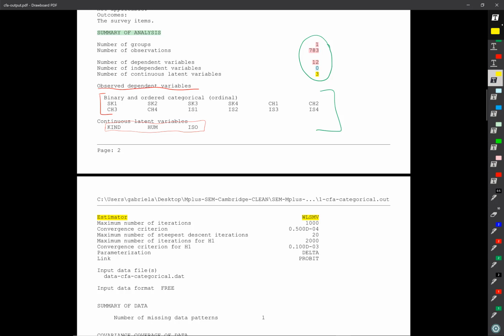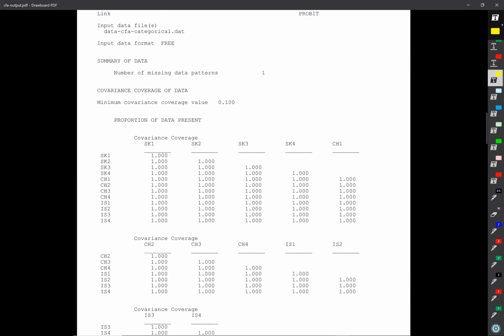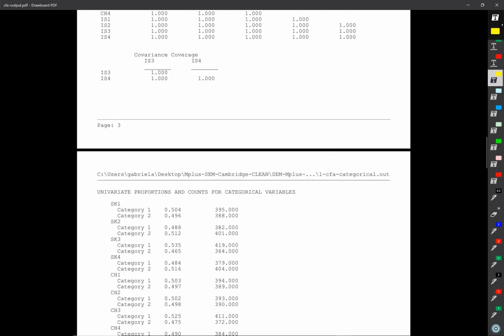Now let's scroll down further to see what else it is we get here. So I'm going to skip over this section here, just noting in passing that the number of missing data patterns is 1. So basically this means that we had no missing data, and therefore all the numbers underneath in these matrices here will be 1, which means that we had 100% of the sample with data on every pair of variables. So let's skip through this and move on.